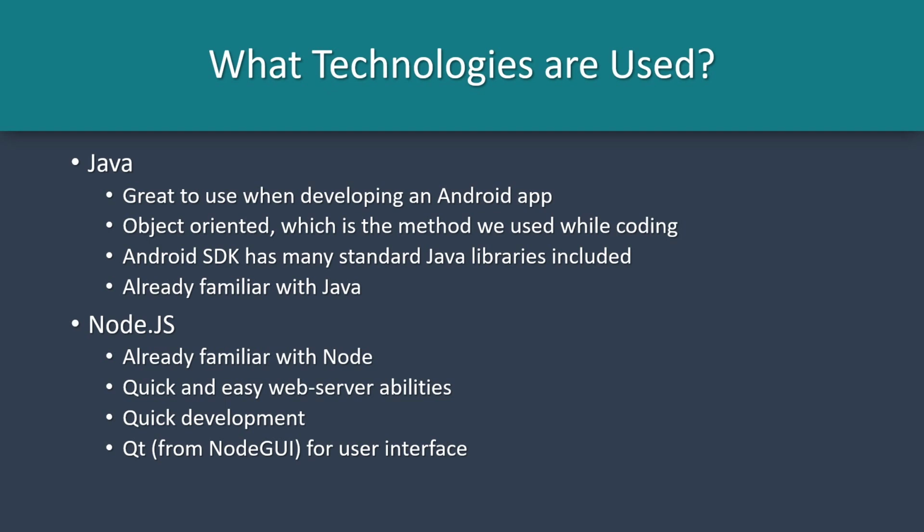What technologies are used? When building an Android app, the ability to be used on any device is a big goal. So Java is a great language to use when developing an Android app. Java is object-oriented, which is a method we use a lot while coding, and the Android SDK has many standard Java libraries included. Many of us were also already familiar with Java, so that was a big plus.